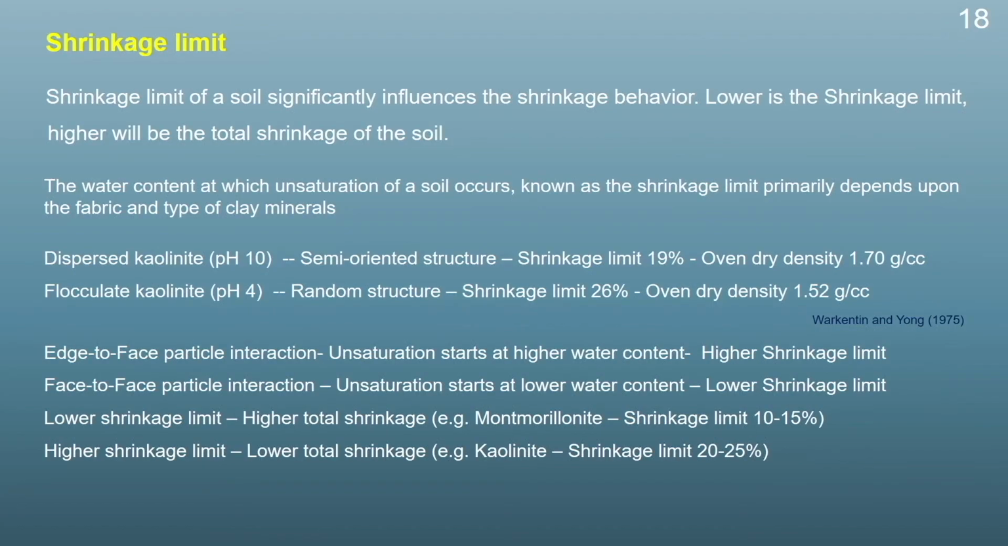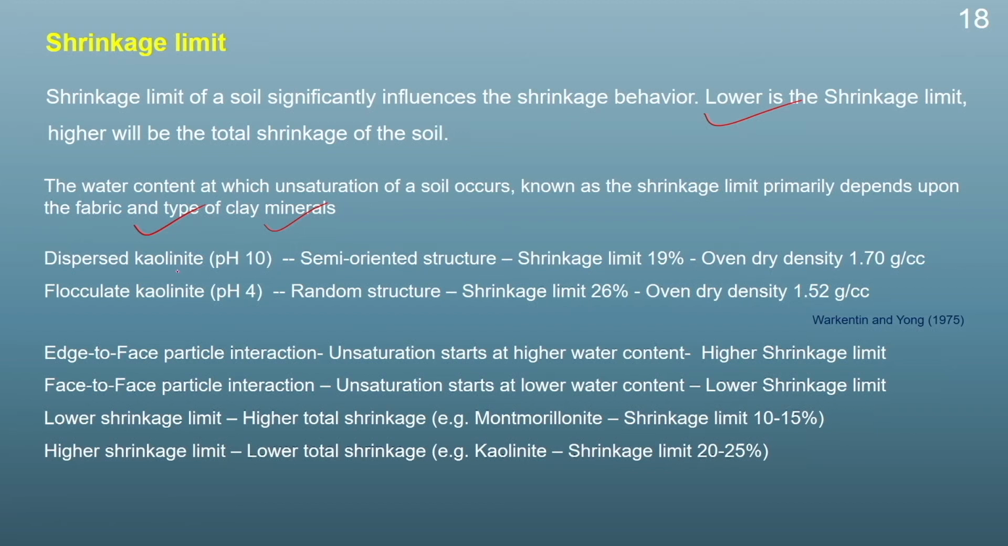Next comes the shrinkage limit of the soil. The shrinkage limit of a soil significantly influences the shrinkage behavior, or in other words, it also indicates how much a soil will shrink. Lower the shrinkage limit, higher will be the total shrinkage of the soil. As we discussed earlier, the shrinkage limit primarily depends on the fabrics, type of clay minerals, and the mode of deposition. Therefore, these factors also control the shrinkage behavior of the soil.